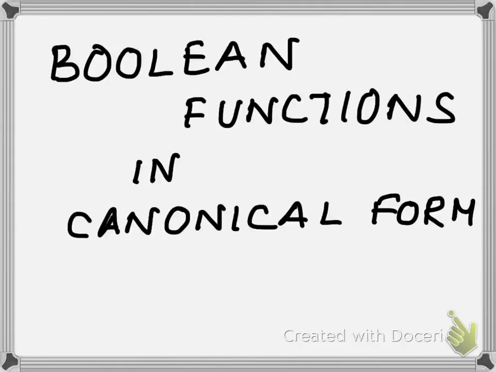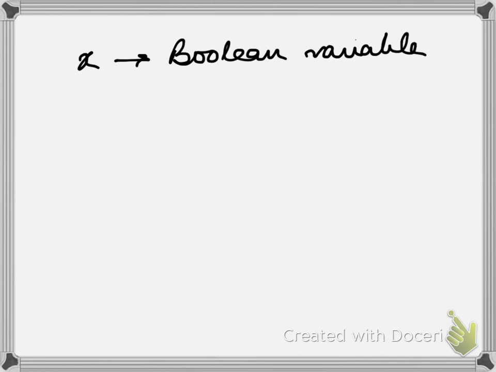Hello everybody. In this video we are going to look at something known as canonical form representation of Boolean functions. So let us see what a canonical form is. Given any binary variable, suppose x is a binary variable or a Boolean variable, this variable can appear in two forms. Either it can appear as x or it can appear as its complement x dash.